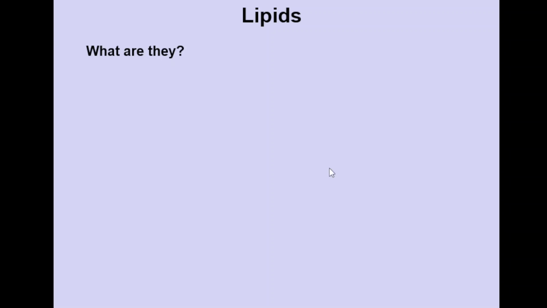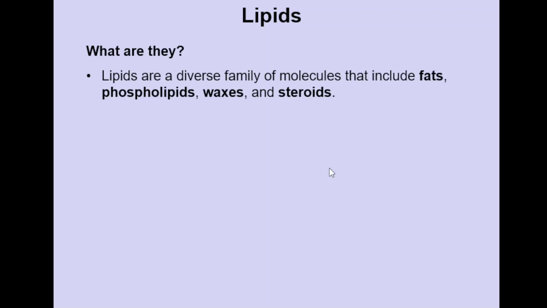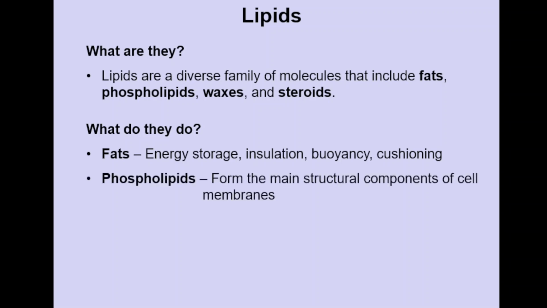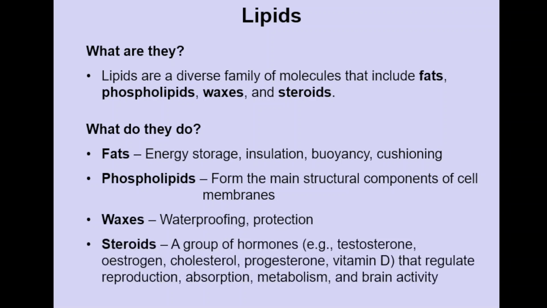Okay, so lipids, what are they? Lipids are a diverse family of molecules that include fats, phospholipids, waxes, and steroids. What do they do? Fats are typically used for energy storage, insulation, buoyancy, and cushioning of organs. Phospholipids form the main structural components of cell membranes. Waxes can be used for waterproofing and protection.